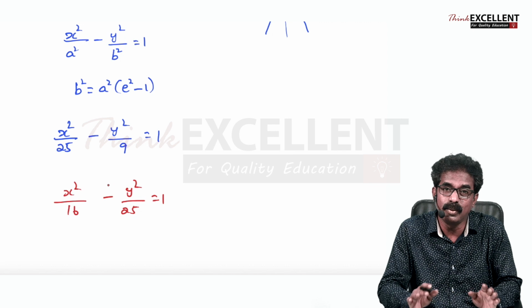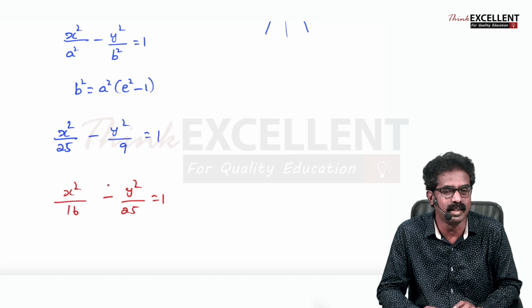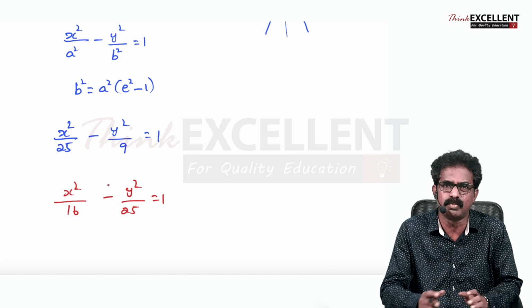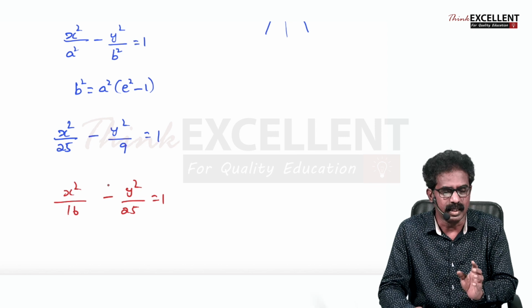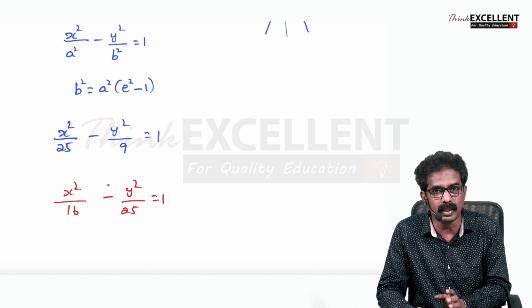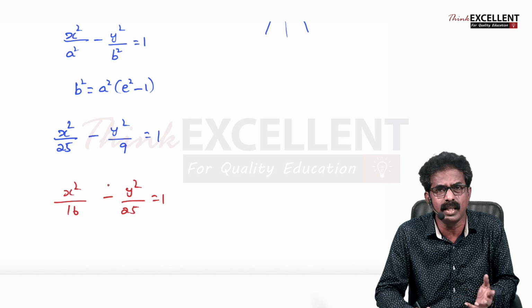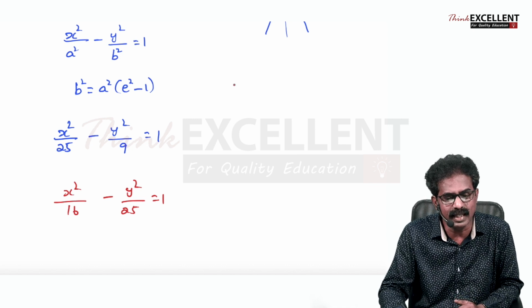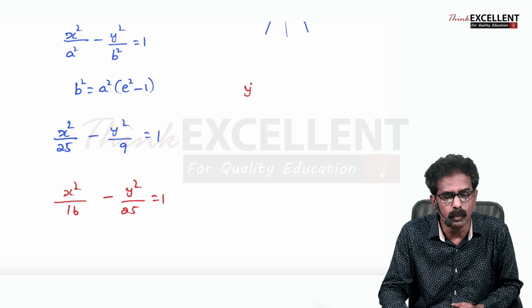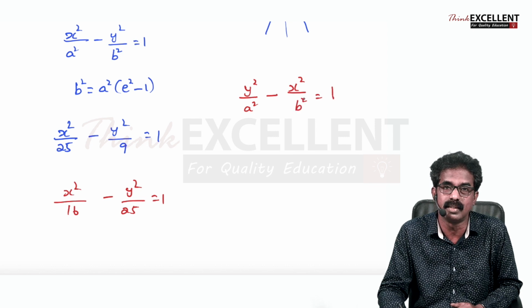So we never look into the denominator, greater, smaller or smaller, greater. X square by minus y square by equal to 1. It is hyperbola of the first type. Then you may ask, what is the second type? Listen, second type equation will be y square by a square minus x square by b square is equal to 1. So this is the second type.